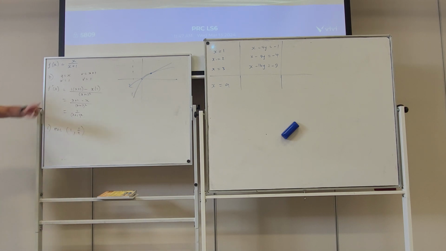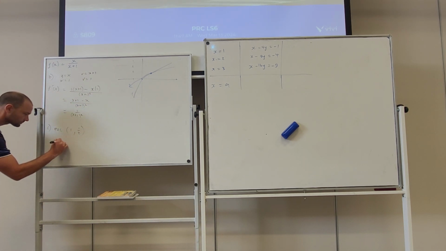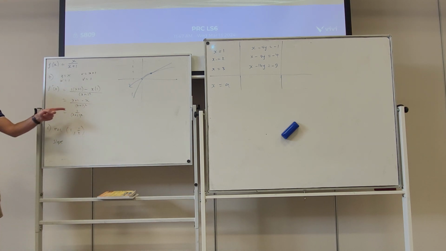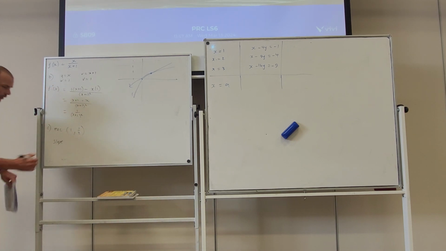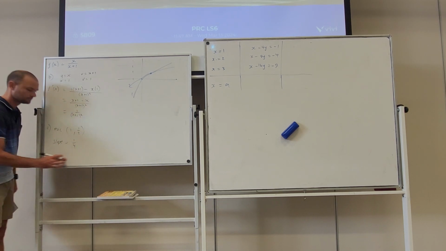I'm just getting that straight from here. And the slope will be 1 on top of 1 plus 1 squared. So that's 1 on top of 2 squared. The slope is 1 on top of 4.